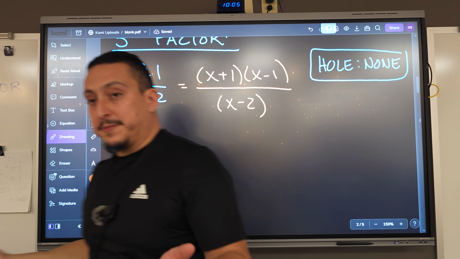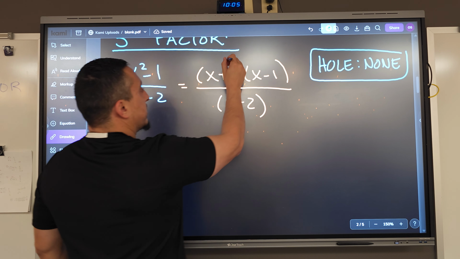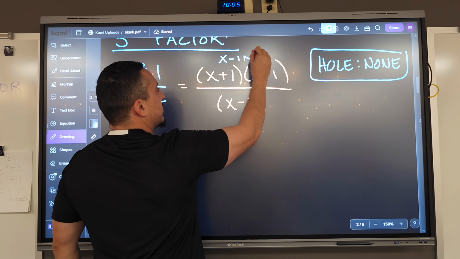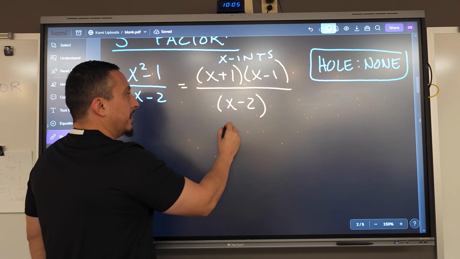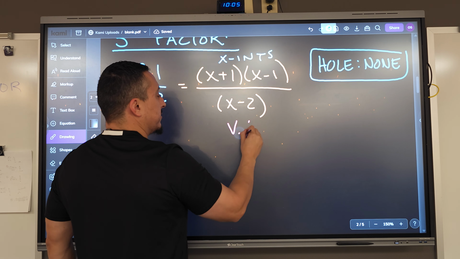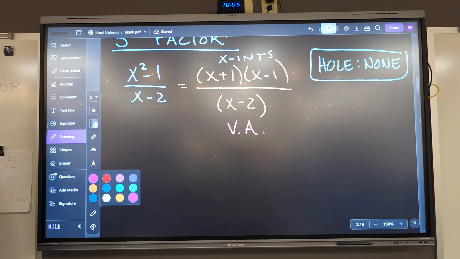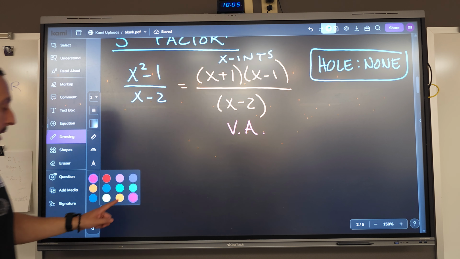Because nothing canceled. Okay. These two right here will be my x-intercepts, both of them. And this one will be my vertical asymptote. You can have many vertical asymptotes, you can have many x-intercepts. They don't have to be just one.